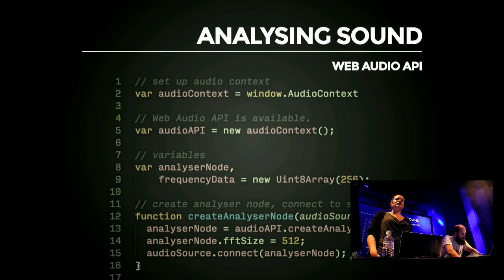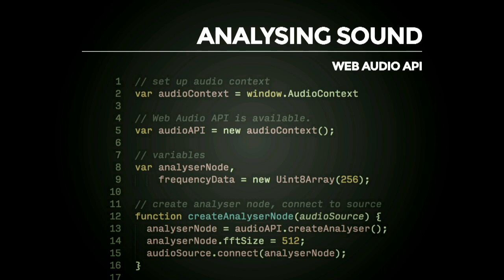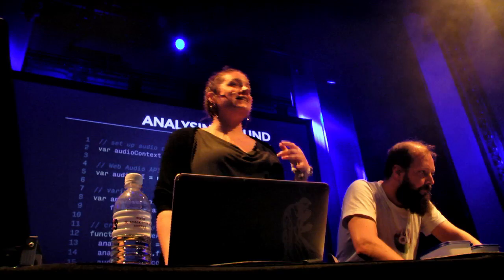So we just grab the analyzer node from the Web Audio API. And all we get back is an array of frequency velocities. Right? So frequencies, that's low sounds to high sounds. And all it's doing is telling us what volume those frequencies are at any given time. So we can take that data, and it's just numbers. We can just take that data and do whatever we want with it. And we can do that within a browser.